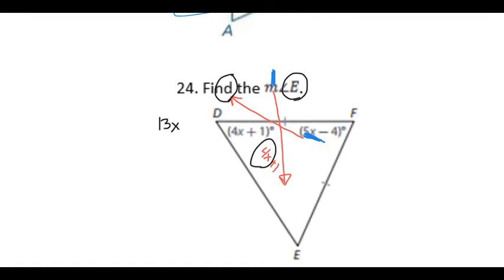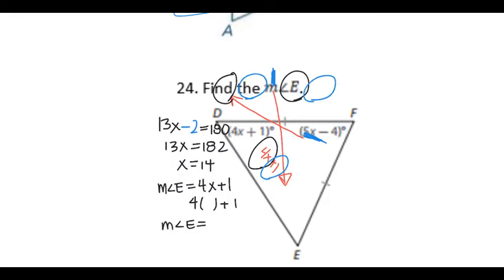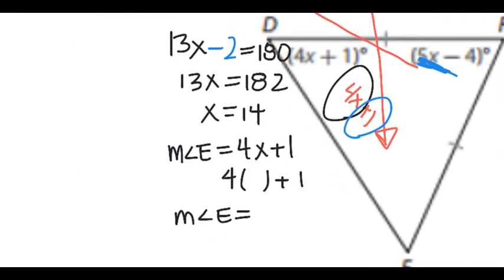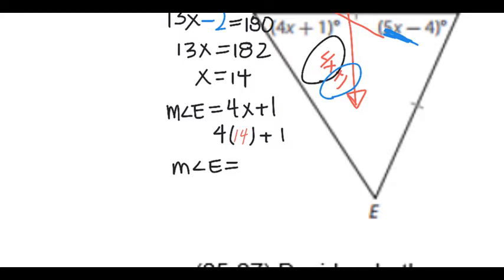Next, I need to add all the numbers, which is 1, negative 4, and 1, which becomes negative 2. Then I need to set that all equal to 180. Solve that equation. 13x equals 182, and x equals 14. Okay, since I need to find the measurement of angle E, I'm going to use the 4x plus 1. And since I know what x is now, I'm going to write in my 14 here. And I find out that the measurement of angle E is 57 degrees.